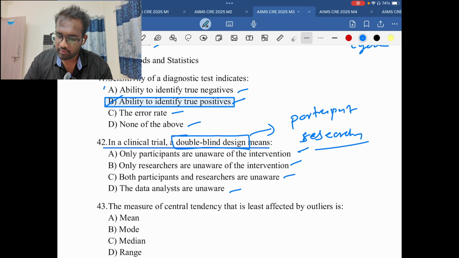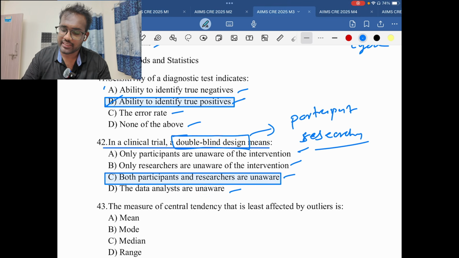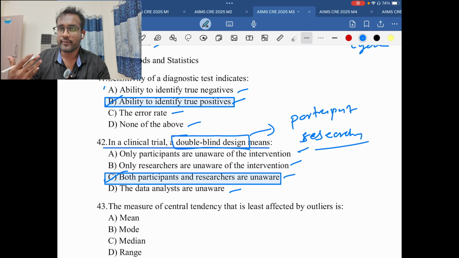So the answer will be B, both participants and researchers are unaware. Then only you can avoid bias in that. Then only you can avoid errors and you can get proper, adequate, perfect data. So always remember that double blinded means both the researcher and the participant don't know the intervention.